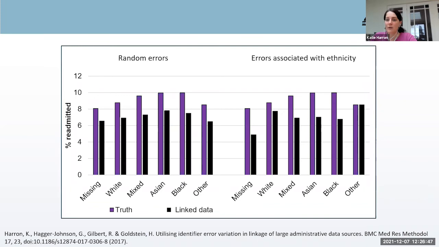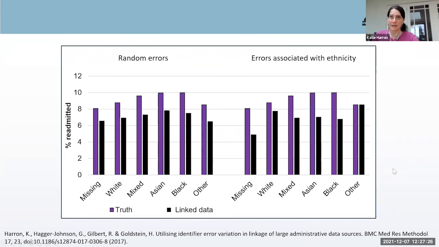So thinking again about how errors are distributed, this plot shows the readmission rate you would estimate based on linked hospital records if we had missed matches in all groups. So this is an example of splitting, where the same person's records aren't linked over time. And although in this example we've underestimated the readmission rate in all groups, the relative differences between groups are retained. But if errors aren't distributed randomly, then the relationships between the readmission rates and ethnic group get completely distorted.